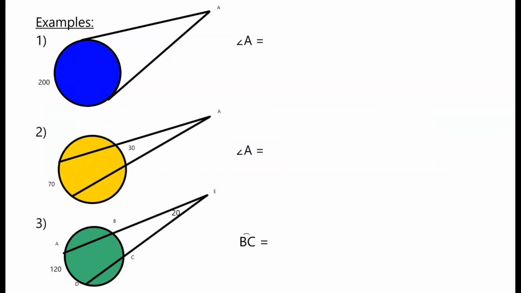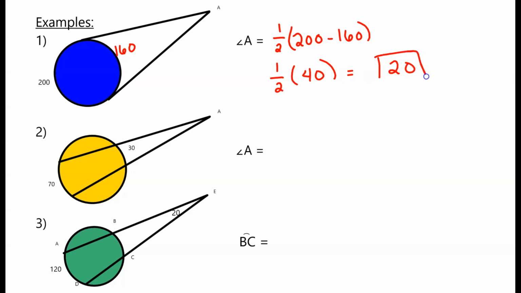Let's try some examples. Since I have two tangents in the first picture, if one of the arcs is 200, then the remaining arc must be 160 because the whole circle has to add up to 360 degrees. So angle A will be half the difference of 200 minus 160, which would be half of 40. So angle A would be 20 in this picture.